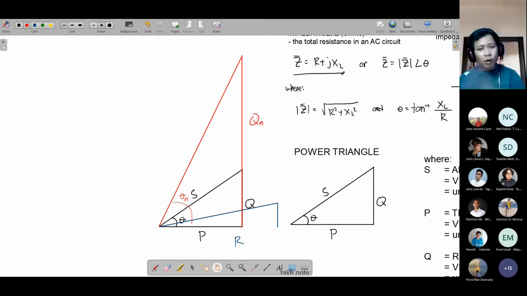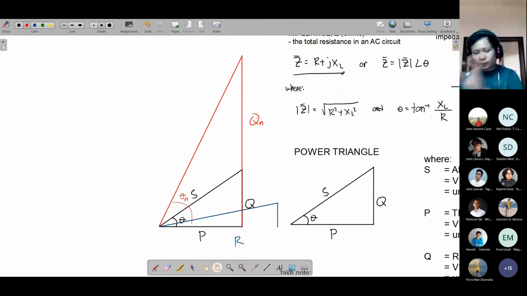Pangutana, kinsa may mopalit sa capacitor? Of course, ikaw ang mopalit, dili ang utility company. Dili man sa utility company nga niubos imong power factor, tungod man na sa imuhang mga gigamit nga equipments. So ikaw mismo ang mo-counteract ana. Dili pwede nga ang utility company mo-cover up sa imuhang load. Ikaw mismo ang mo-cover up sa imuhang load.